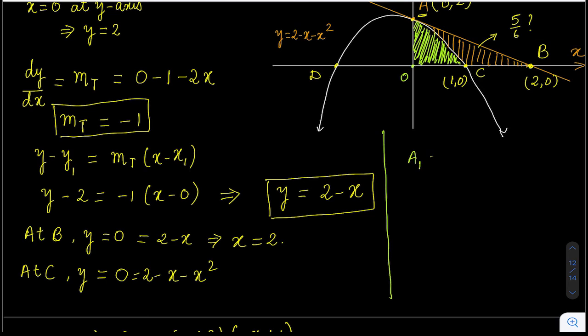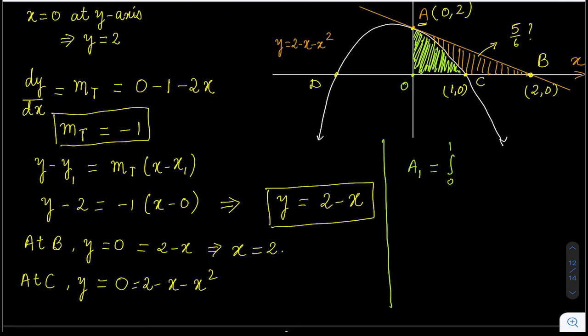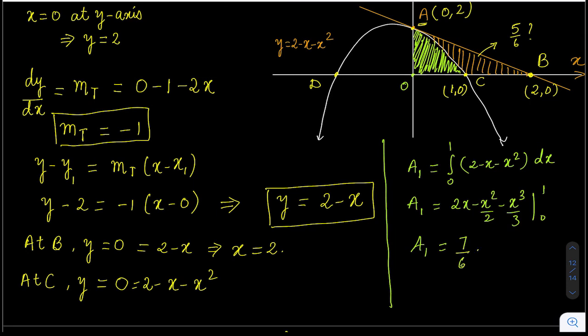Let's call this E1. This is nothing but the integration from 0 to 1 of the quadratic, 2 minus x square dx. So this will come out to be, let's integrate this, 2x minus x cube by 3 from 0 to 1. Let's substitute the values. So you will get here 7 over 6.